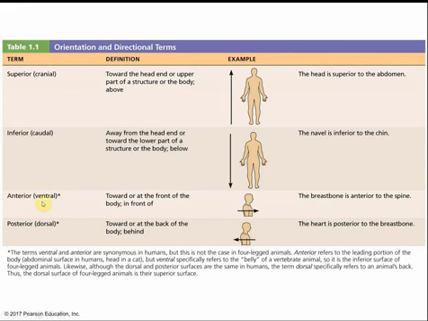Anterior, sometimes referred to as ventral, means toward the front of the body or in front of something else. So we can say the breastbone is anterior to the spine, right? So it's in front of the spine. Posterior, sometimes referred to as dorsal, means toward the back of the body or behind something else. So we could say the heart is posterior to the breastbone. So the heart is behind the breastbone.